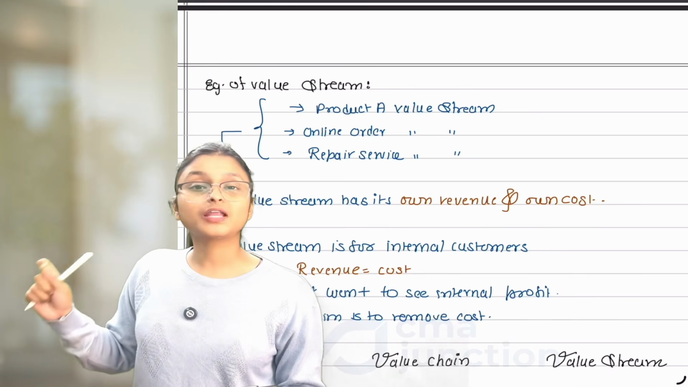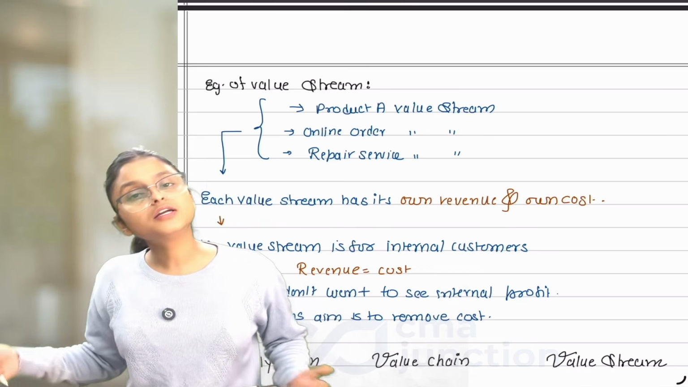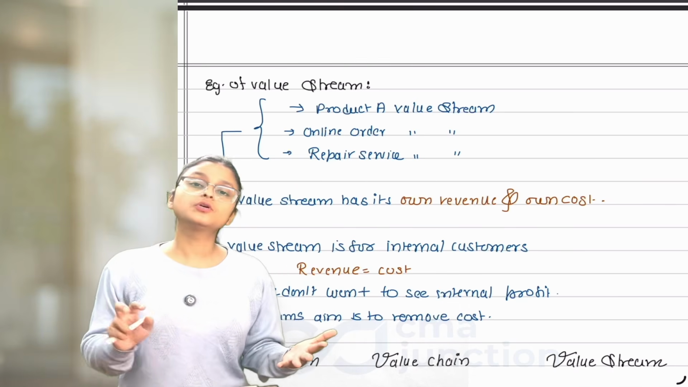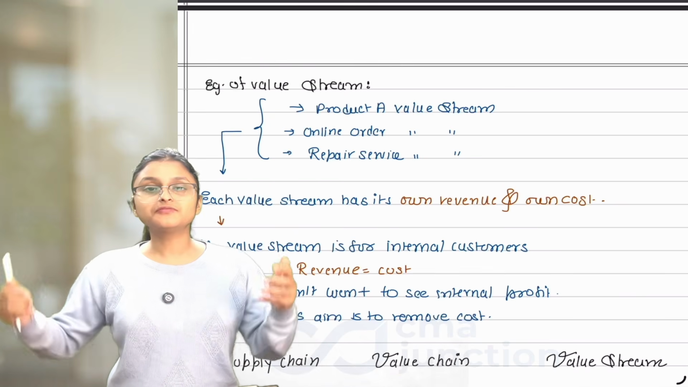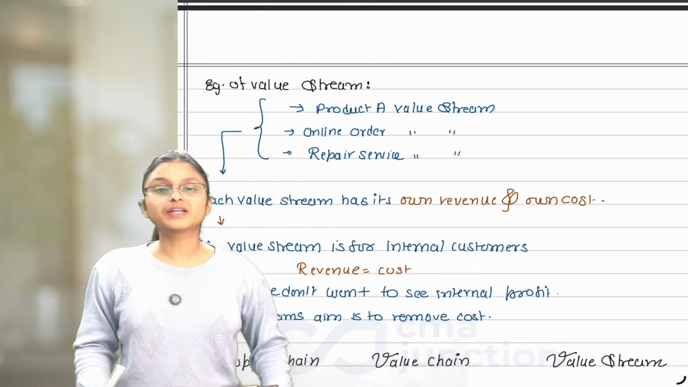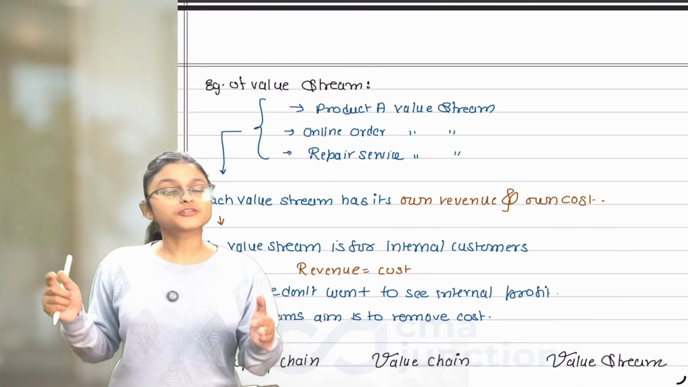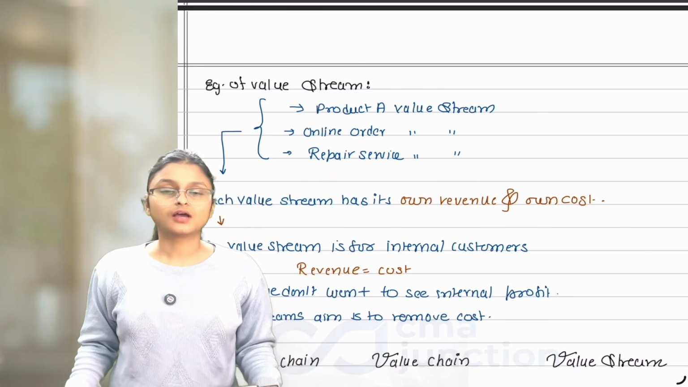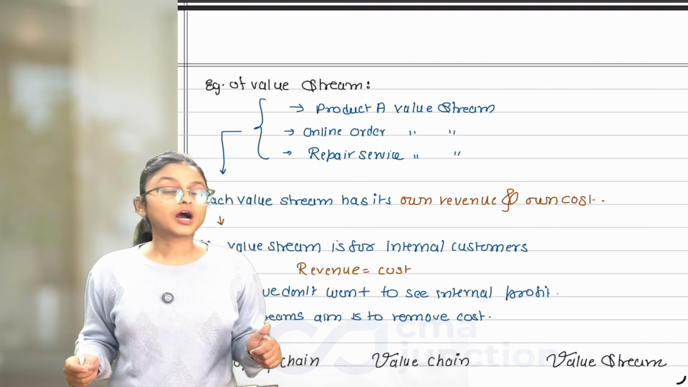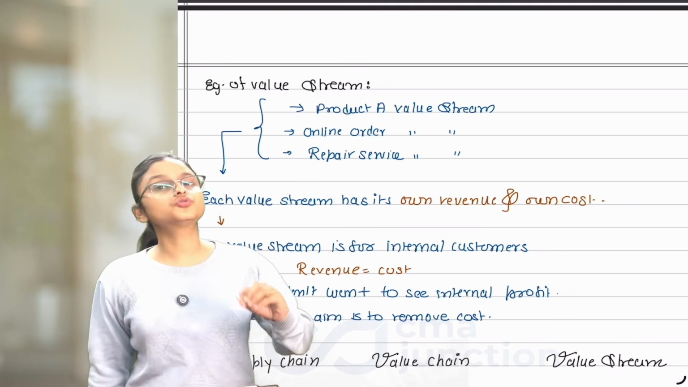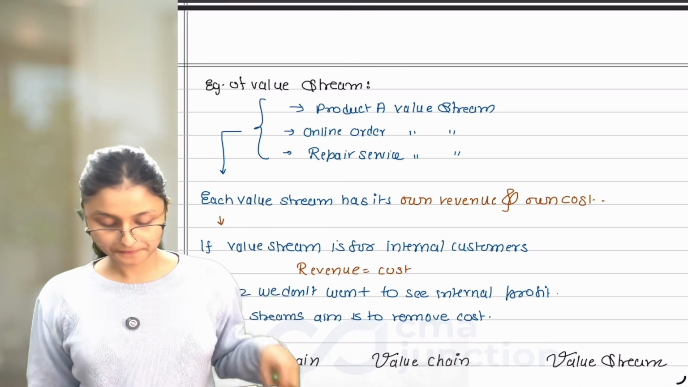Now, this customer can be internal or external, then it will be treated as your value stream. Each value stream has its own revenue and its own cost. Now, when we provide services to an internal customer, at that time we treat our revenue as equal to cost. We don't want to charge profit from internal customers itself. We are not focusing on how much each internal value stream is earning. Our main focus is to reduce cost at every value stream.